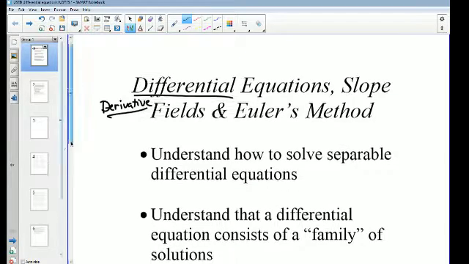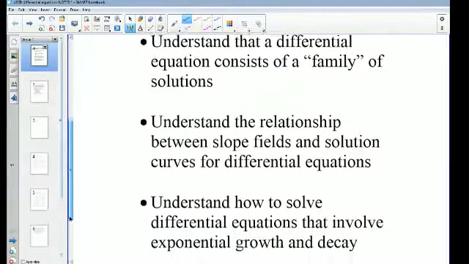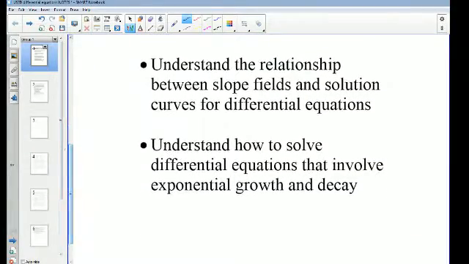All right. We are going to work on this one today. We're going to understand the relationship between slope fields and solution curves, and you'll see what those are.